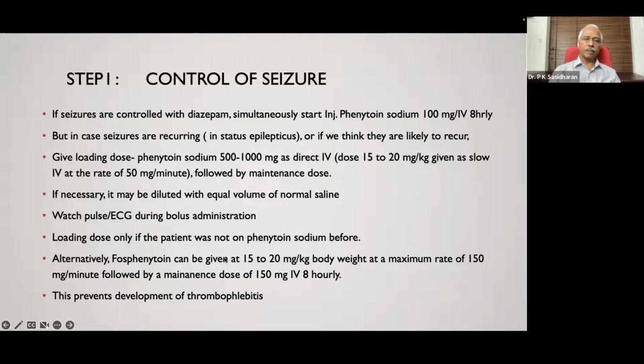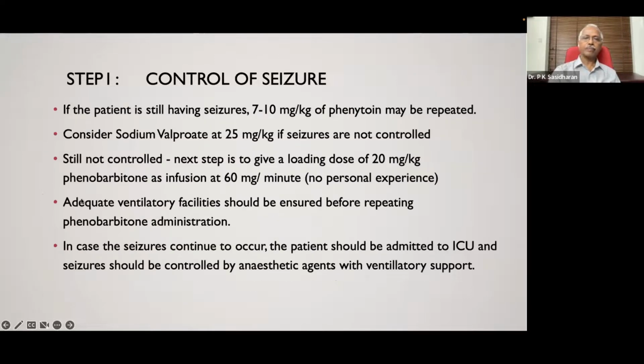Alternatively, fosphenytoin can be given at 15 to 20 milligram per kilogram body weight at a maximum rate of 150 milligram per minute, followed by a maintenance dose of 150 milligram IV 8 hourly. This is preferred because there is no risk of thrombophlebitis with fosphenytoin. If the patient is still having seizure, you may repeat phenytoin or consider sodium valproate.